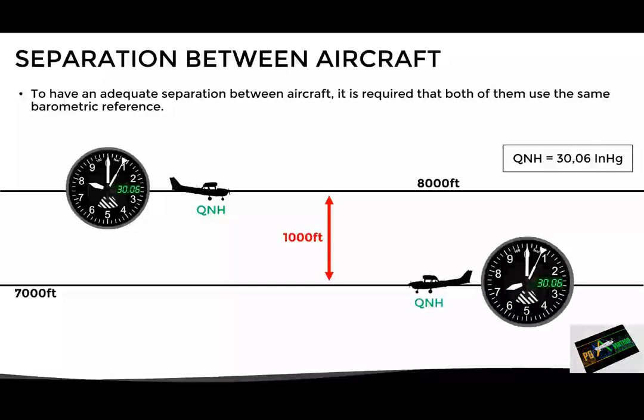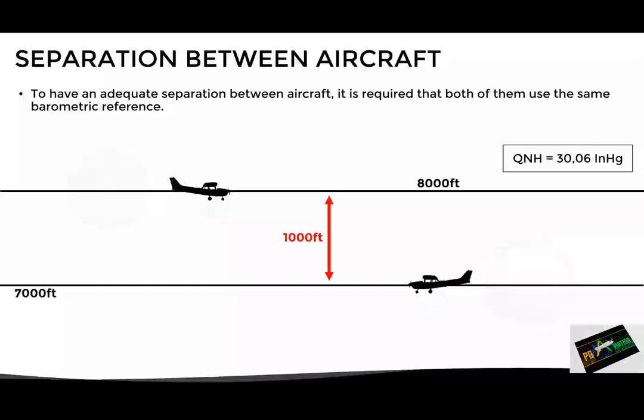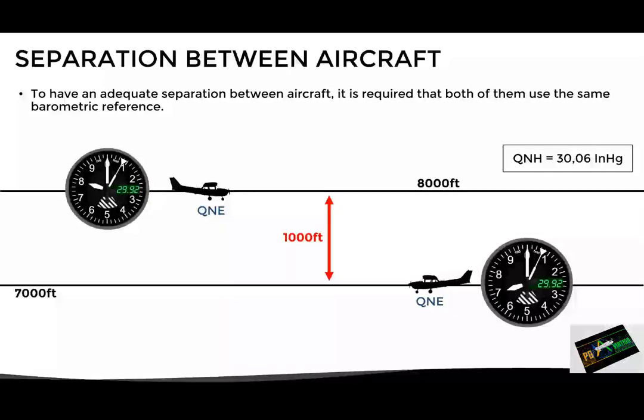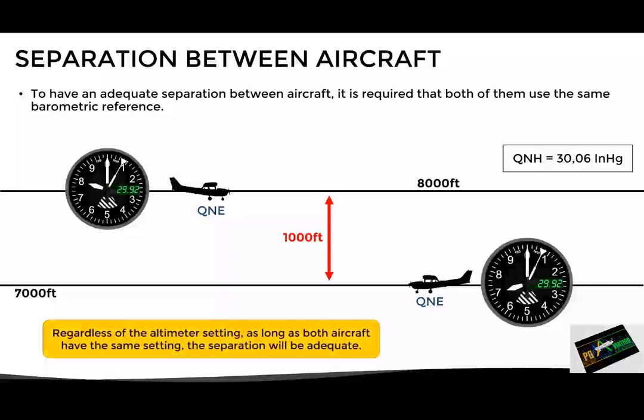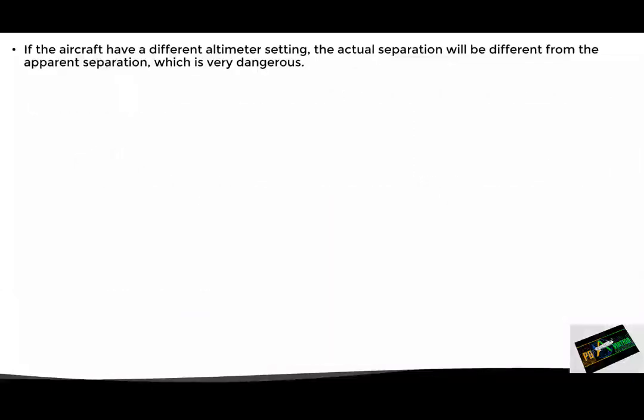Now, something important to note is that even if these aircraft are not using the QNH, as long as both of them use the same altimeter setting, the vertical separation will be ensured. For example, let's say that in this case both aircraft use QNE instead of the local QNH. Despite they are not measuring the correct altitude, both are using the same reference, therefore they will have the same vertical separation. In conclusion, regardless of the altimeter setting being used, as long as both aircraft use the same, the vertical separation will be ensured. Otherwise, if one of them is using a different altimeter setting, the apparent separation will be different from the actual separation, which is quite dangerous.